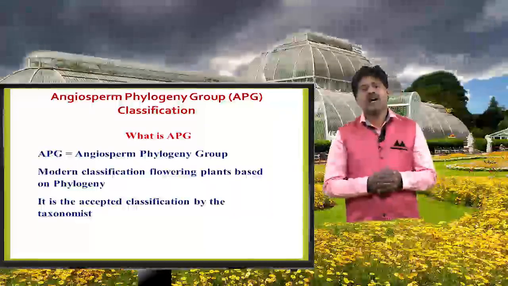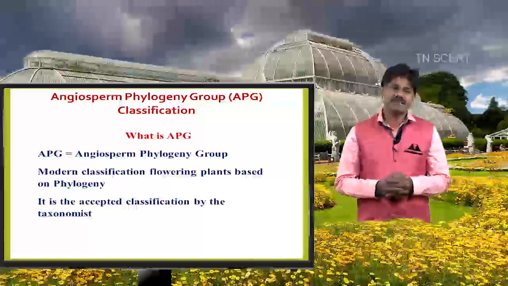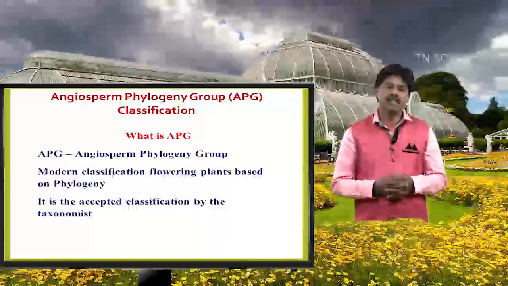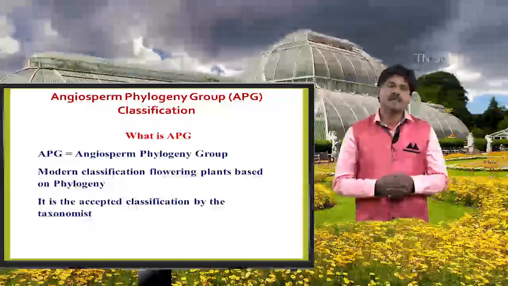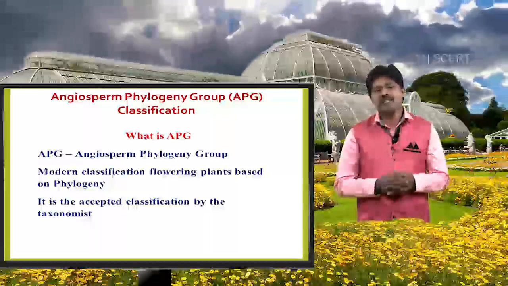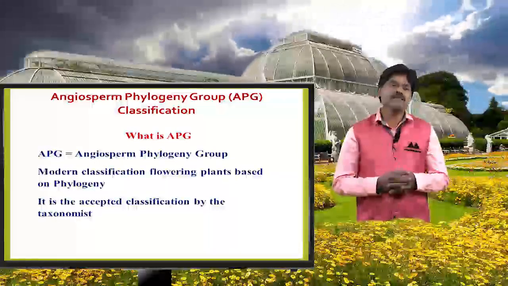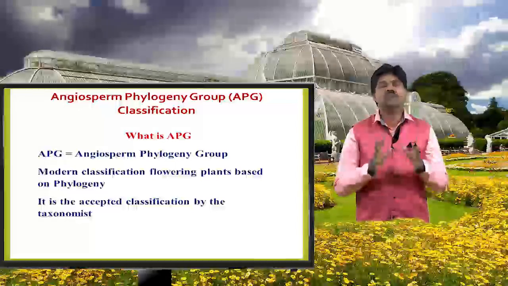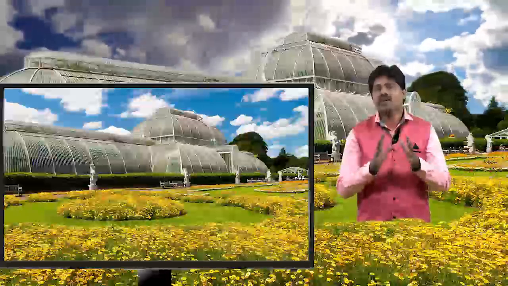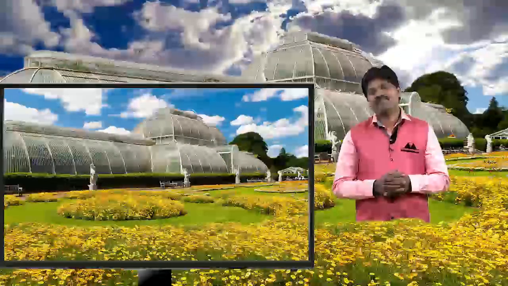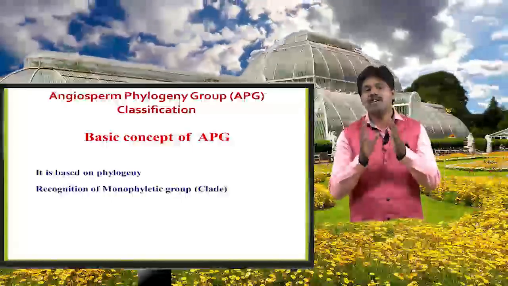You know very well about a lot of classifications. For example, artificial, and Bentham-Hooker is a natural classification. There are so many phylogenetic classifications. But APG is a classification accepted by most of the taxonomists around the world. It is a modern classification based on phylogenetics. So what is phylogenetic? It is based on evolutionary order.